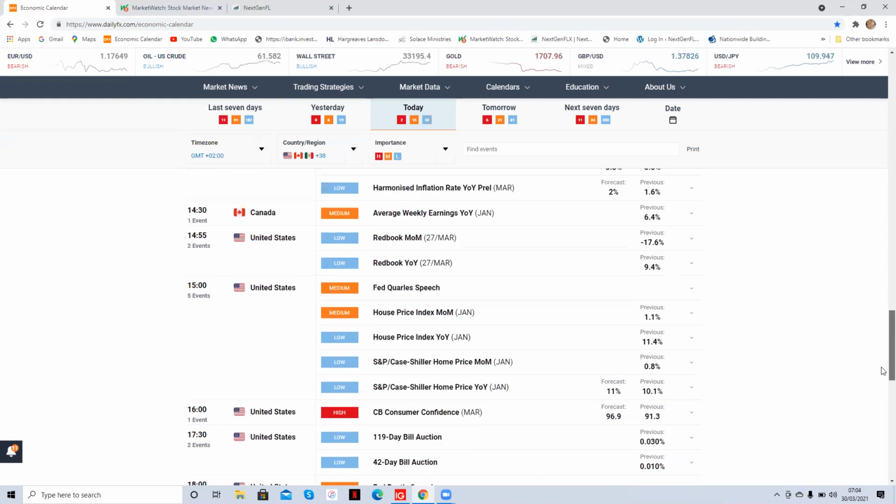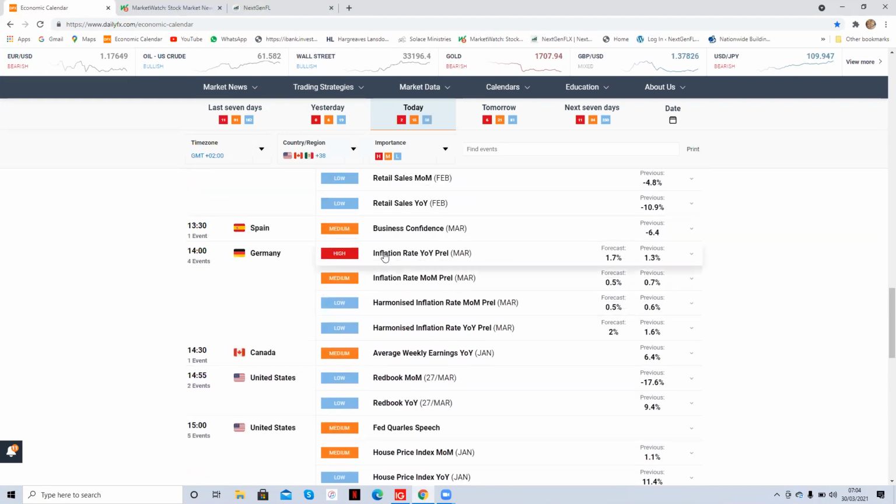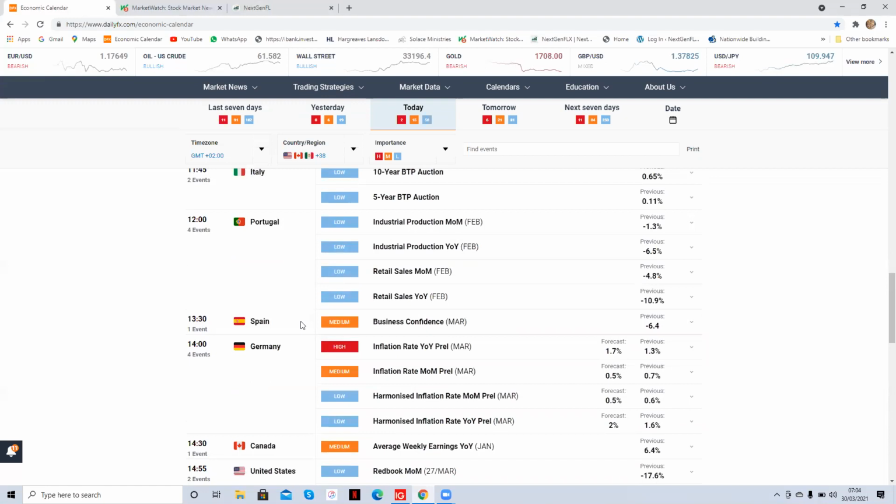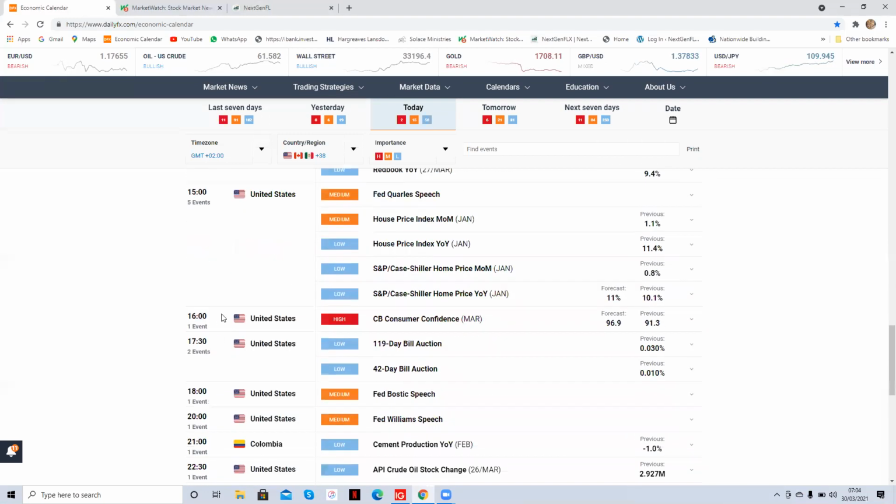But for the Euro US dollar, because the inflation rate is of more importance than this consumer confidence report, just for the Euro US dollar alone, I would assess the market just before the report at 2 and place my pending orders there. I will only have one attempt at the market today, and that will be around 2 p.m. just for the Euro US dollar. And then for the dollar Canadian dollar, I'll have my attempt at 4 p.m.